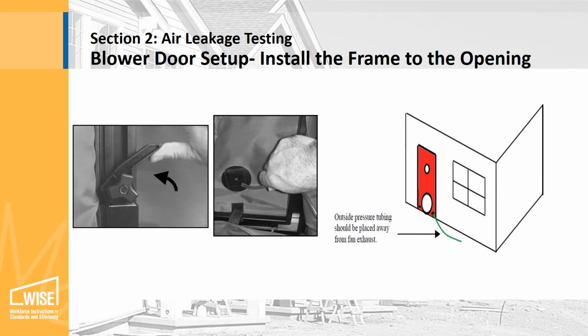Place the covered frame into the opening and secure by adjusting the locking levers. Put the reference hose through the provided hole in the tarp and place the end a minimum of 5 feet to the side of the fan outlet. If it is windy, refer to the manufacturer's instructions for ways to protect it from the effects of the wind.